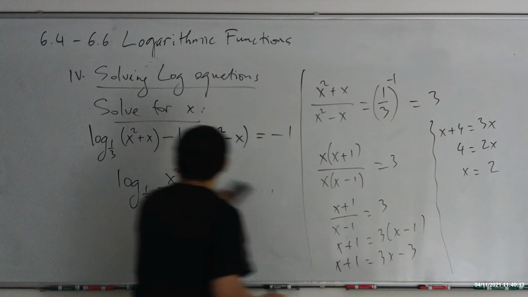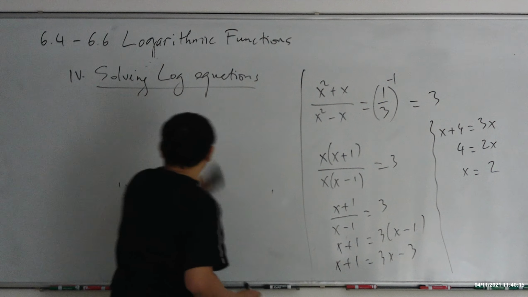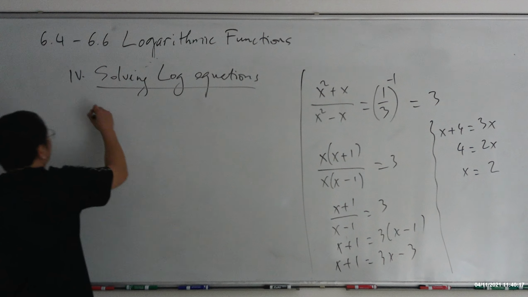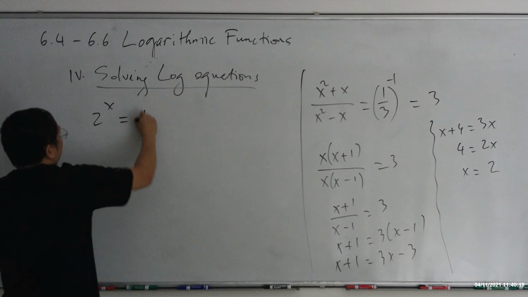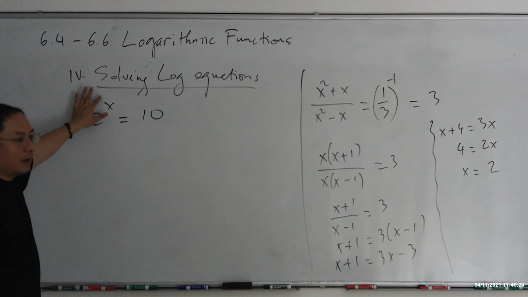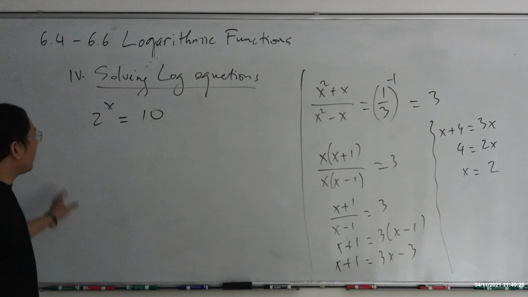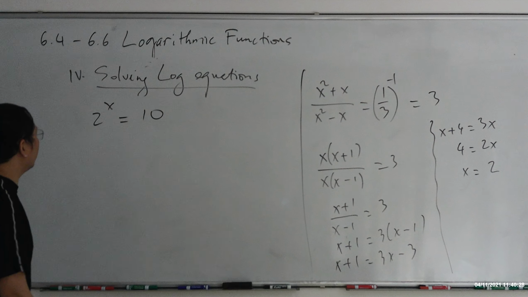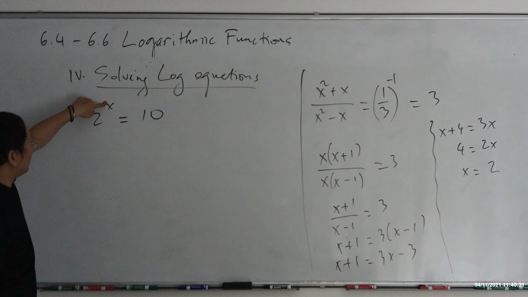Let's start with something easy. Again, solve for x. 2 to the x equal to 10. Solve for x. Whenever you see the variable x on the exponent, think of applying the log on both sides. And the advantage of that is going to help us to bring the exponent down.